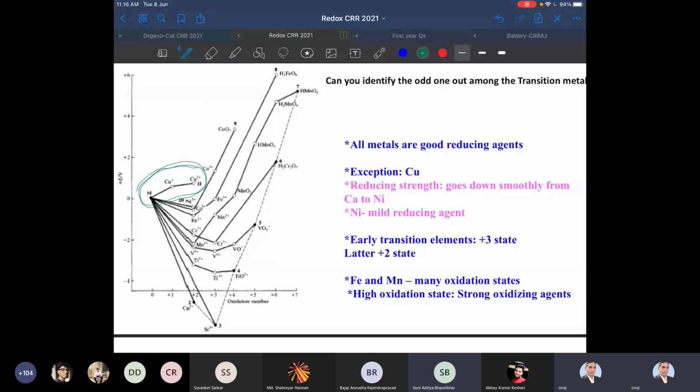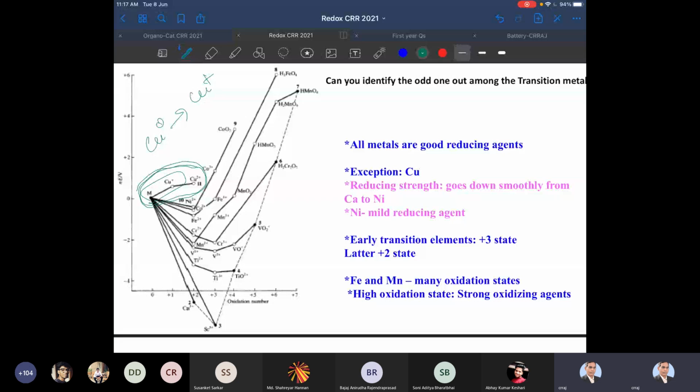All metals are good reducing agents. The exception is copper. How do I know that? The slope of the line from copper 2 to copper plus 1, and copper 0 to copper plus 1, is completely different from the rest of them. The reducing strength goes down smoothly from calcium to nickel. Nickel is a mild reducing agent. So you don't need to get the potential.